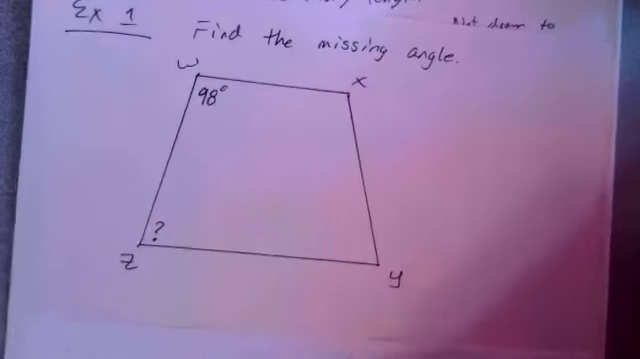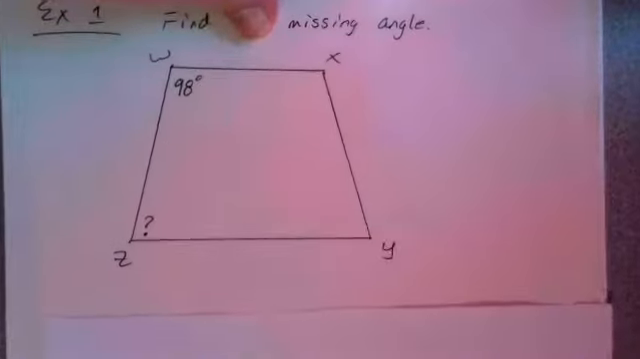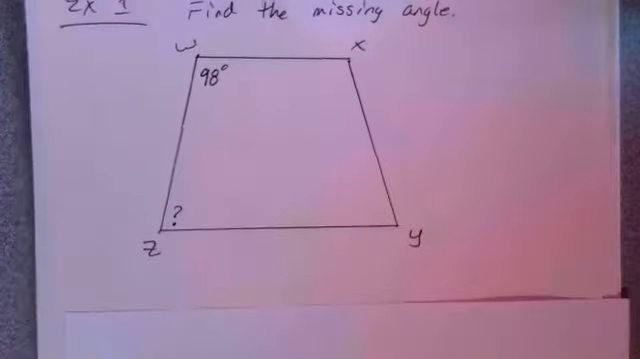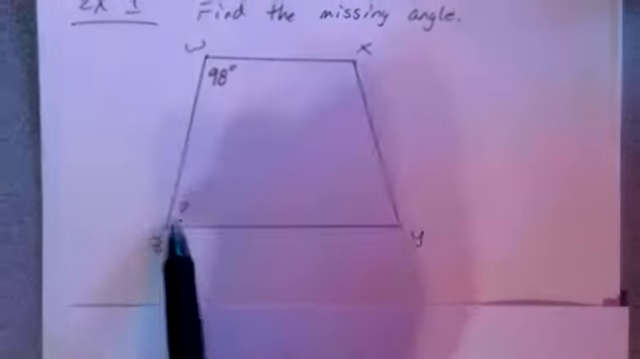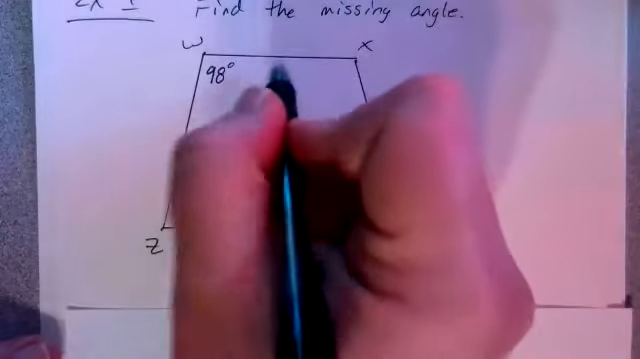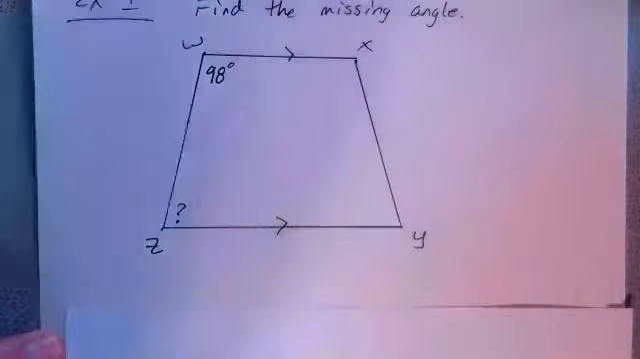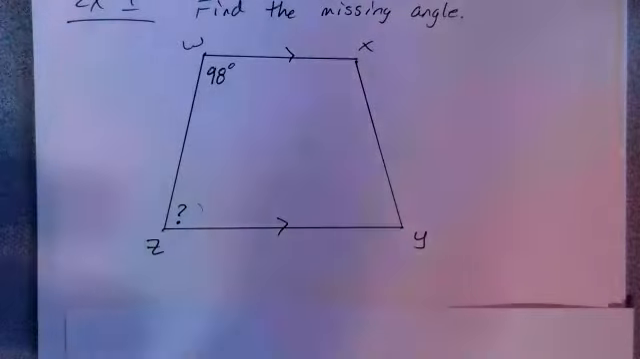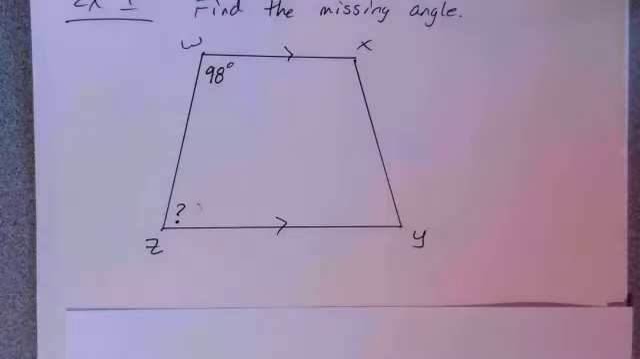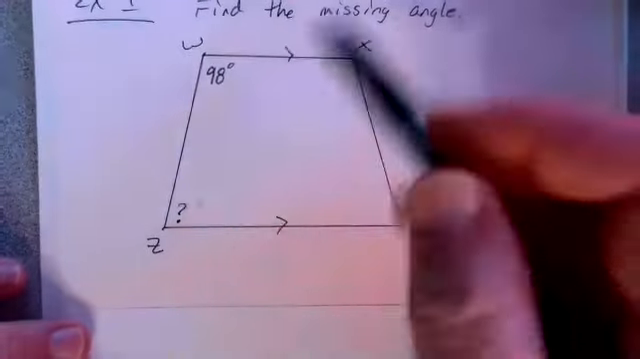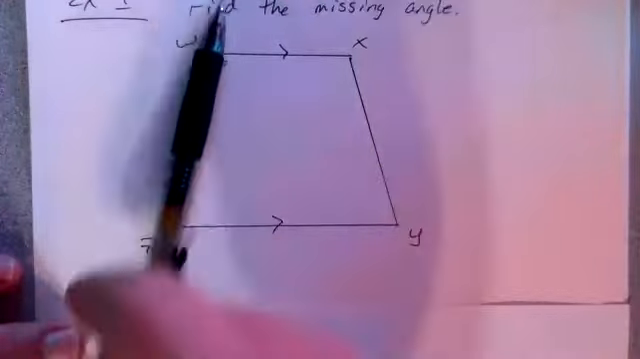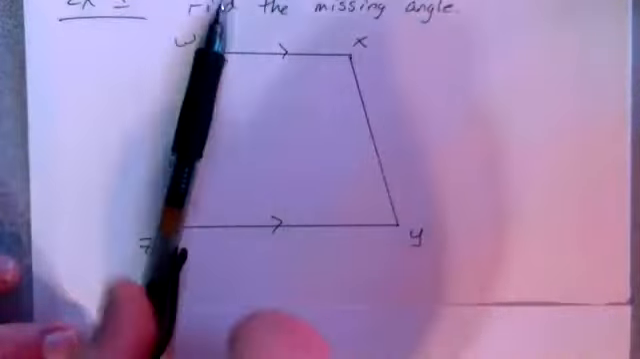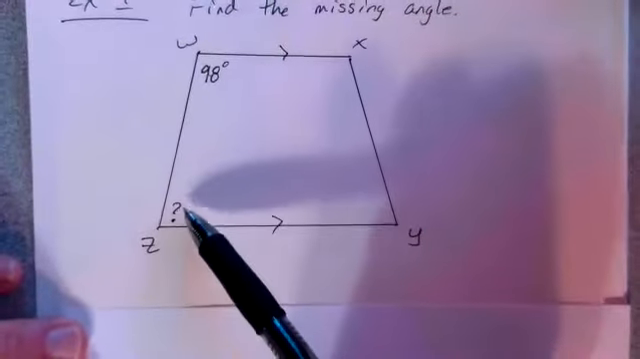So the first example says, find the missing angle. The missing angle that it wants us to find is this one here, the measure of angle 8. To start with, I know these two are going to be parallel because it's a trapezoid. Now, our first property: same side interior angles are supplementary. In other words, this angle and this angle are same side interior. Here's my transversal. These are on the same side, and it's in between two parallel lines. Same side interior angles are supplementary.